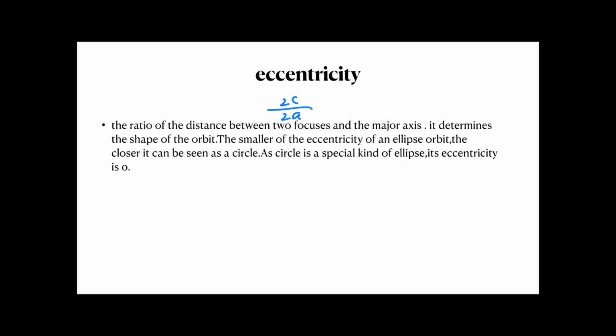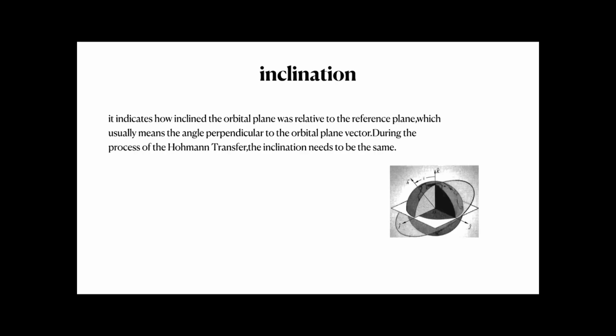Its eccentricity is 0. The inclination shows how the orbital plane is tilted relative to the reference plane, which usually means the equator, measured as the angle between the normal vector of the orbital plane and the reference plane's normal. During the process of the Hohmann transfer, the inclination needs to be the same.